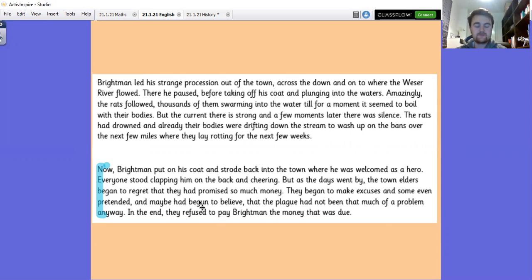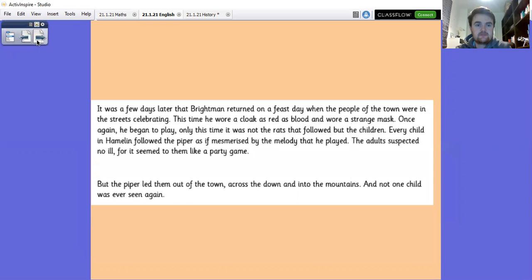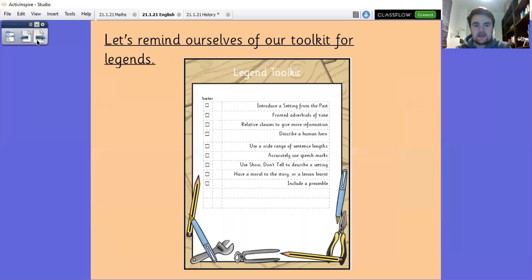So the example here for the problem for Brightman. Now, Brightman put on his coat and strode back into the town where he was welcomed as a hero. Everyone stood clapping him on the back and cheering. As the days went by, the town elders began to regret that they had promised so much money. They began to make excuses, and some even pretended, and maybe had begun to believe, that the plague had not been that much of a problem anyway. In the end, they refused to pay Brightman the money that was due. So that is the problem in our model text.